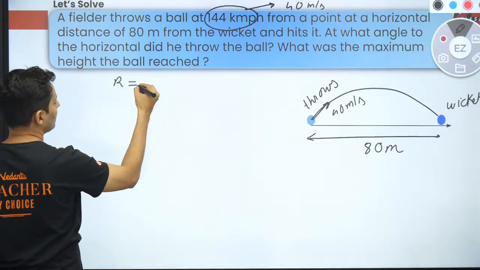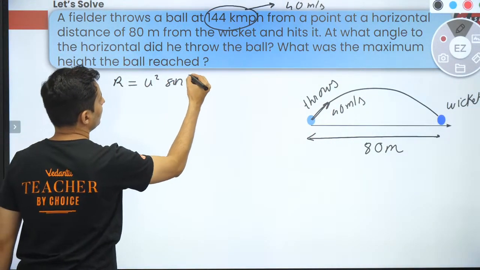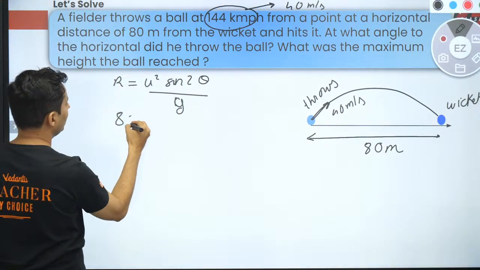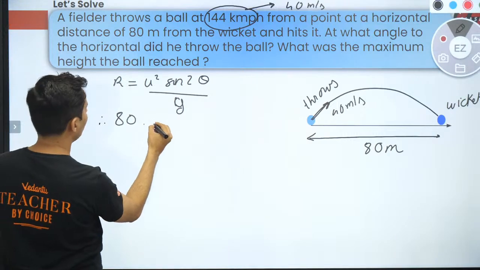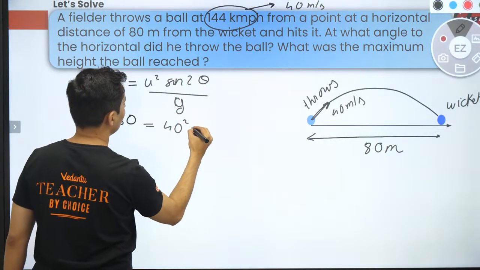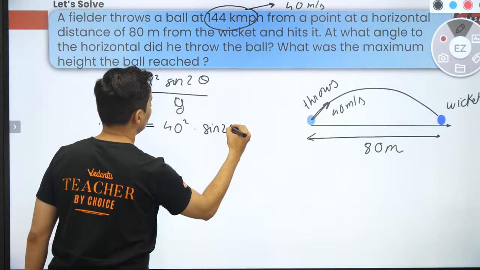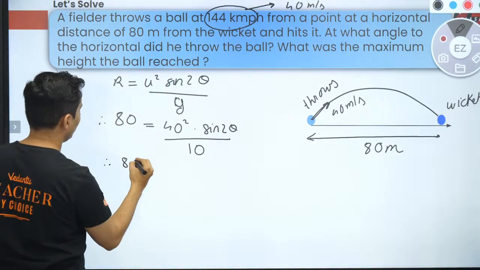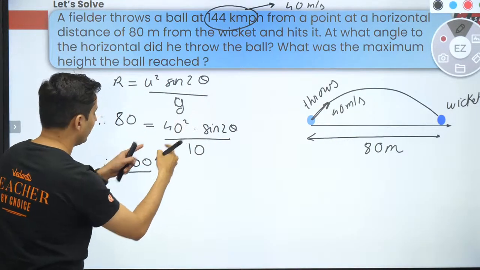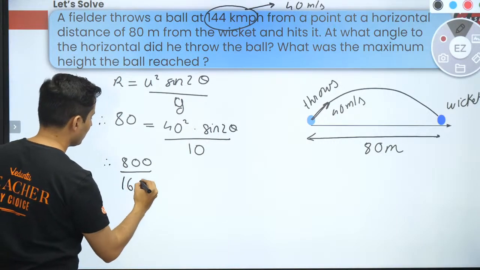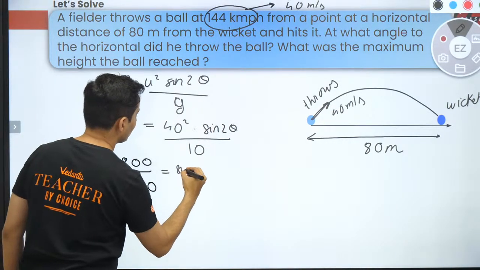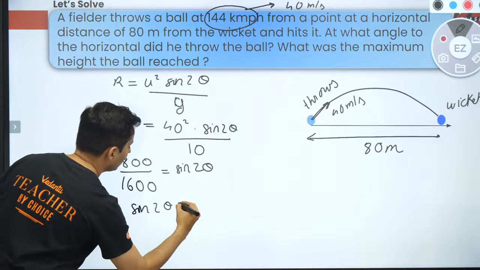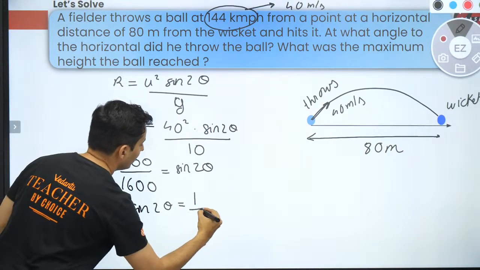So range is u square sine 2 theta by g. So range is 80. Speed is 40, so 40 square sine 2 theta divided by 10. Okay, so this 10 will go here. It will become 800, and 40 square, mind it, is 1600. So that will become sine 2 theta. Therefore, sine 2 theta will become 800 by 1600, which is half.